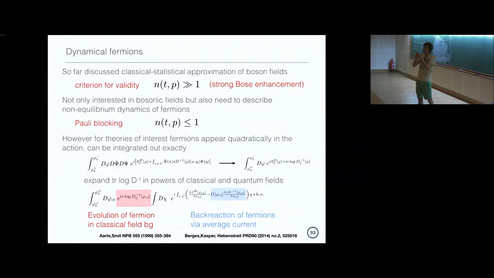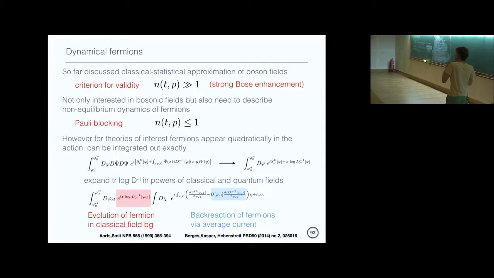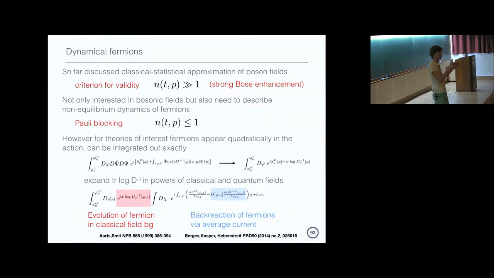So the bottom line, and this is why I don't like to write this here in the path integral, is that what you learn from this expansion is that in order to study this dynamics, you have to calculate the fermion propagator in the presence of the classical gauge fields for each trajectory that you have. And then from that propagator, you have to compute the fermion current and feed that back into the evolution of the gauge field. If you do that, then you keep the same accuracy in the expansion as you did for just the classical statistical approximation of the gauge field dynamics.